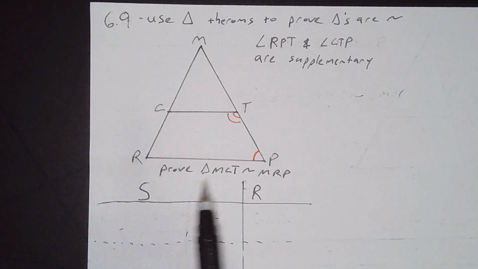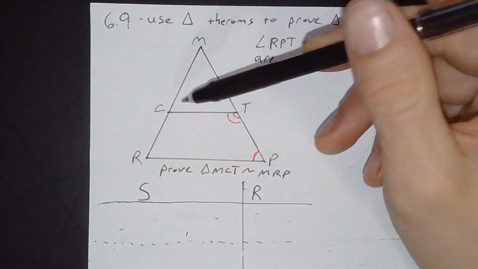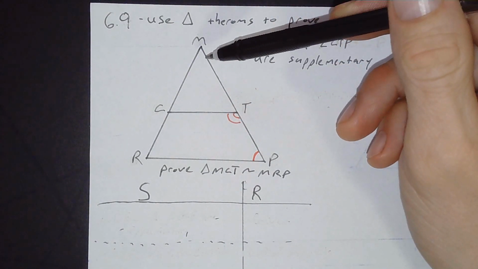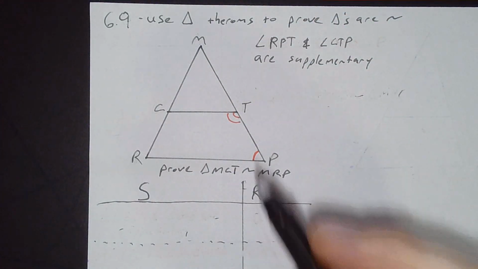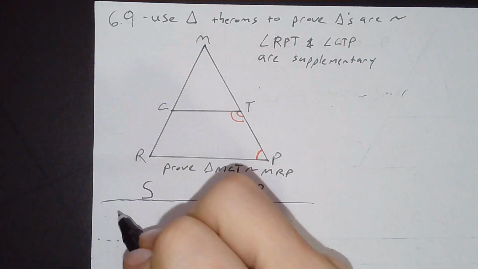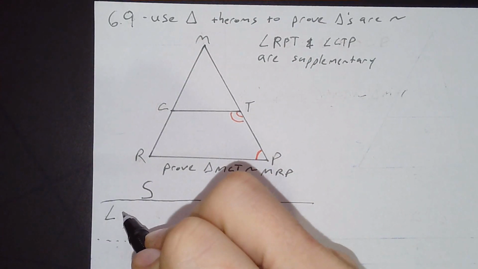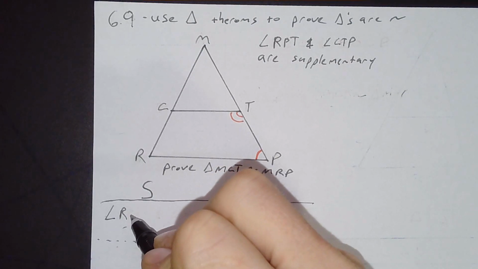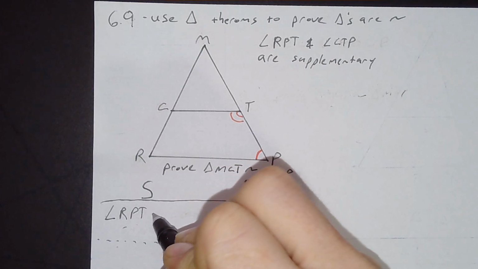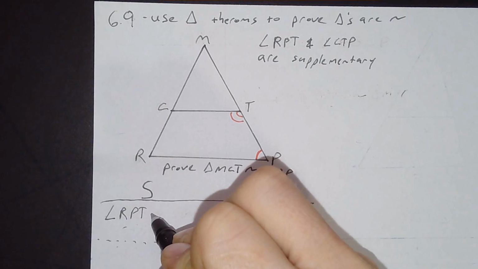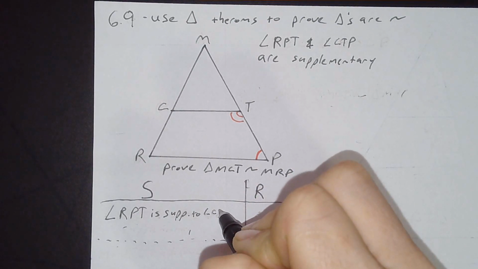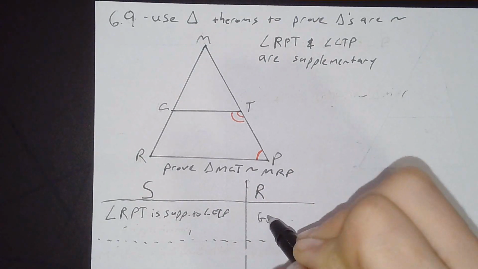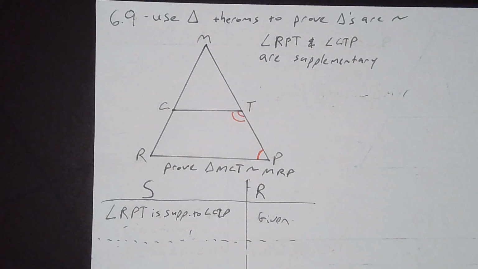We're going to try to prove that the little triangle is similar to the big triangle. Okay. So first things first, we always write down our given statements. Angle RPT is supplementary to angle CTP, as given.